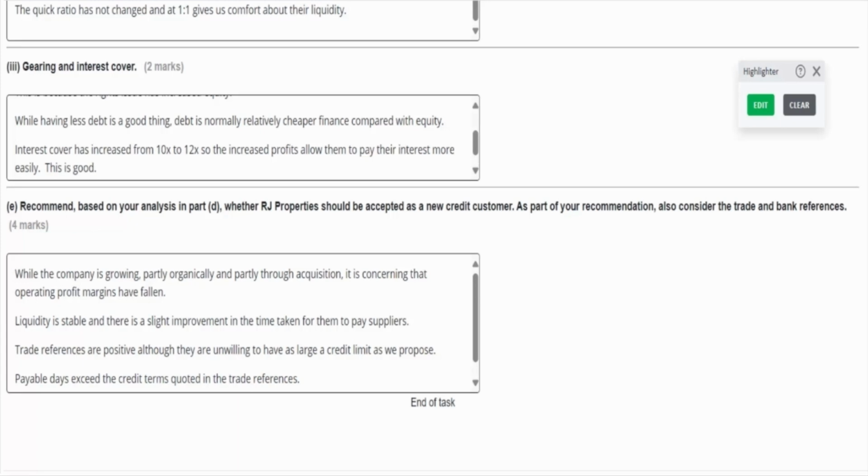And then finally for part D, we need to make our recommendation. And there are 4 marks available here. And remember, we can talk about the trade and bank references that we saw above.